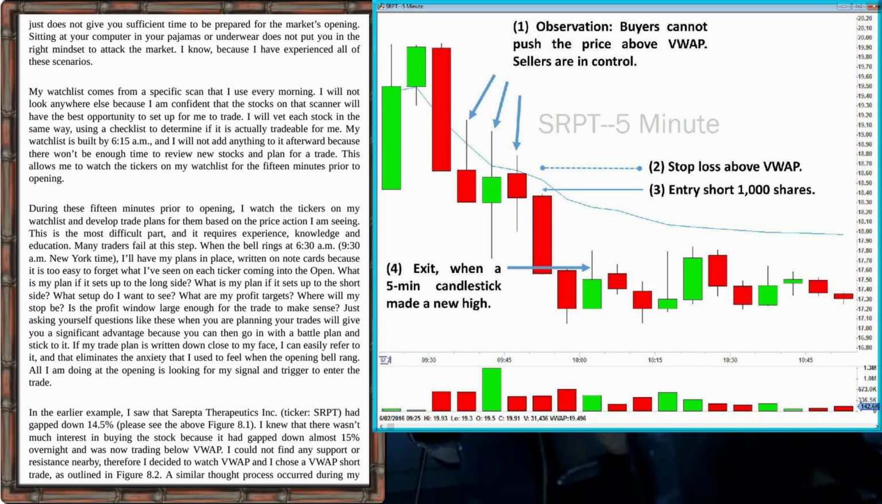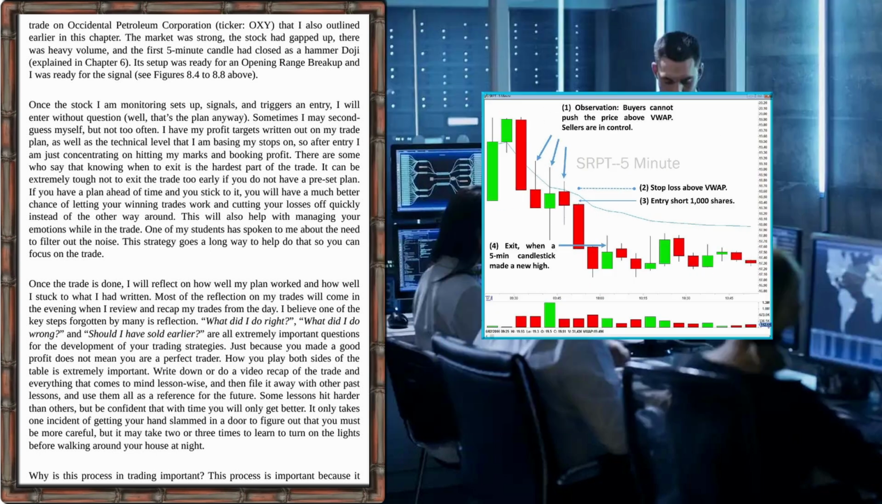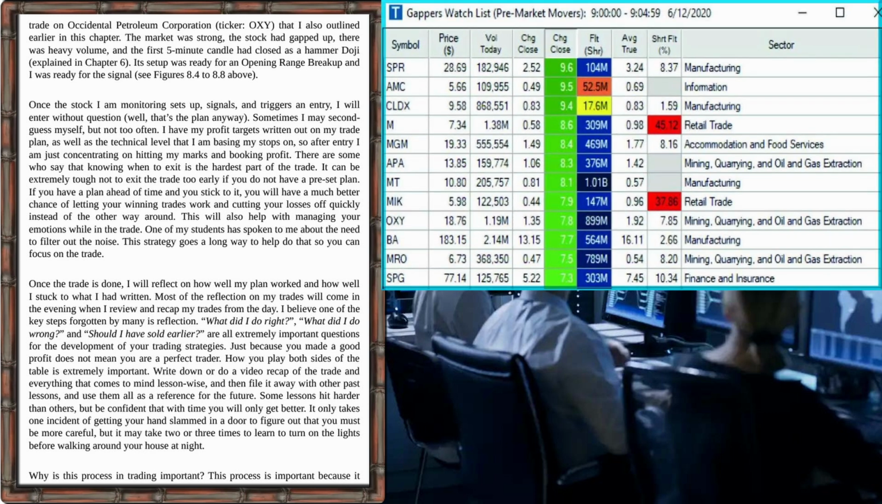A similar thought process occurred during my trade on Occidental Petroleum Corporation, ticker OXY, that I also outlined earlier in this chapter. The market was strong, the stock had gapped up, there was heavy volume, and the first 5-minute candle had closed as a hammer doji, explained in Chapter 6. Its setup was ready for an opening range breakup, and I was ready for the signal. See Figures 8.4 to 8.8 above.